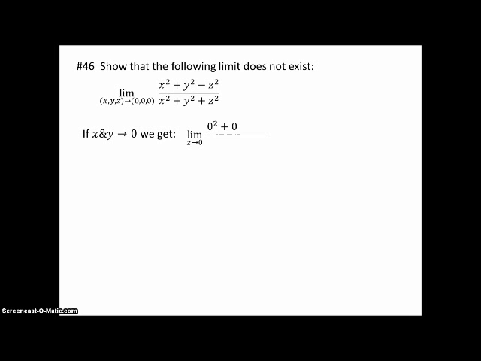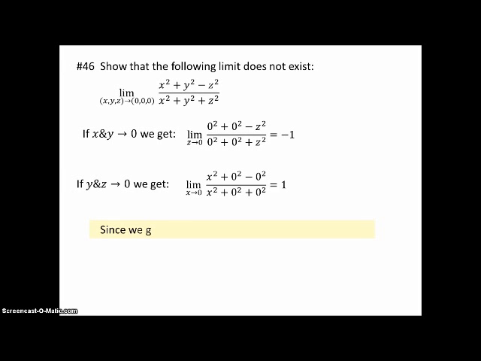Number 46, show that the following limit does not exist. Limit as (x,y,z) approaches (0,0,0) of this expression. So let's take a look at what happens if x and y go to 0. Then we get the following limit in z. And if we evaluate that, we get negative 1. On the other hand, if y and z go to 0, we get this limit in x, and that goes to 1. And therefore, since we got 2 different answers depending on how the points are approaching (0,0,0) in 3 space, since we got different values, this limit does not exist.